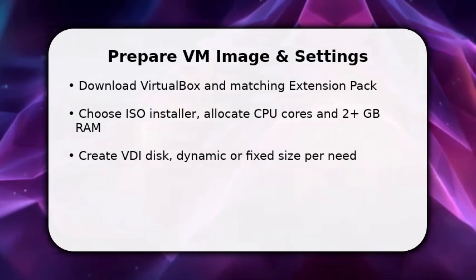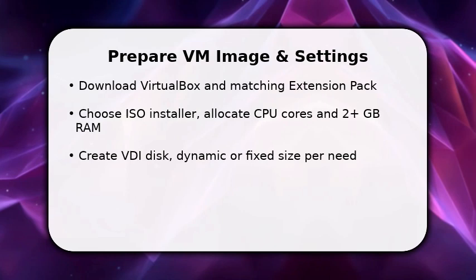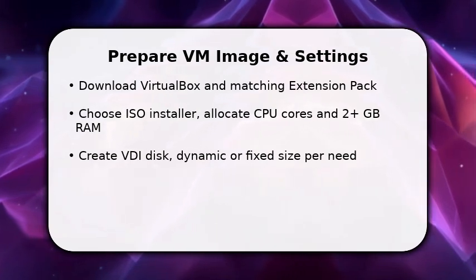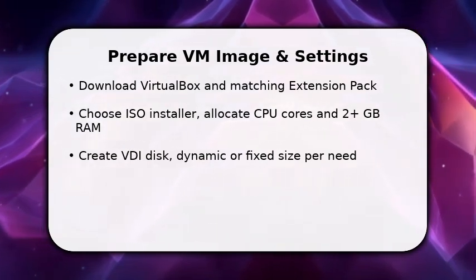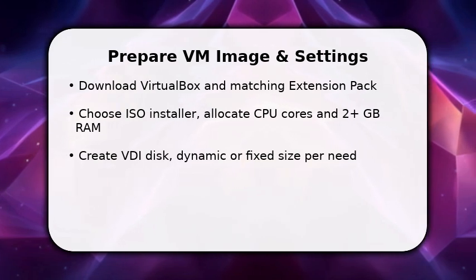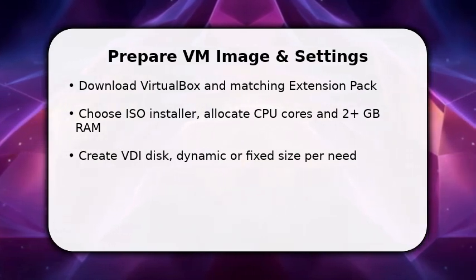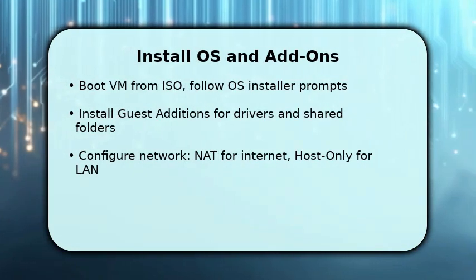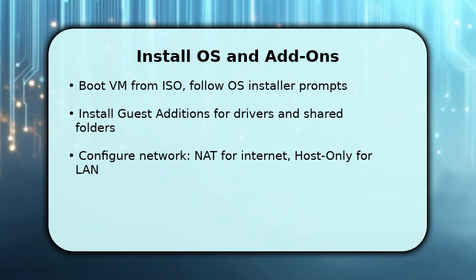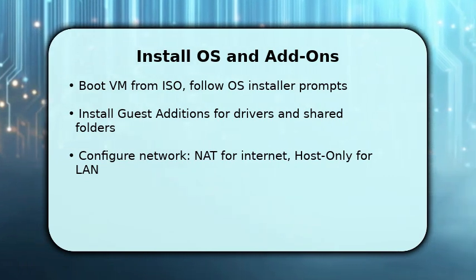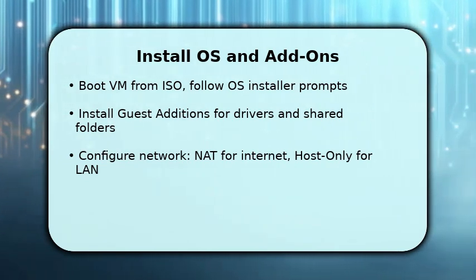Next, create a VDI virtual disk and choose dynamic or fixed storage. Once done, attach the ISO to the VM's optical drive and save settings to start installation. Now power on the VM and install the guest operating system from the attached ISO. Follow installer prompts and partition as required.